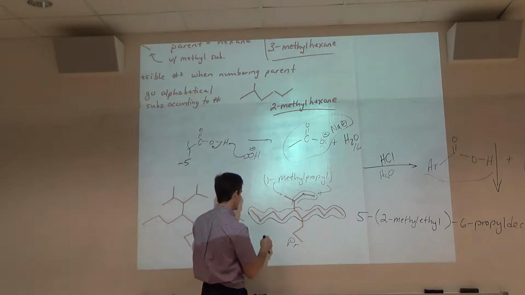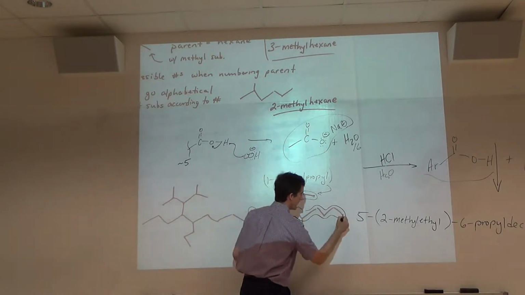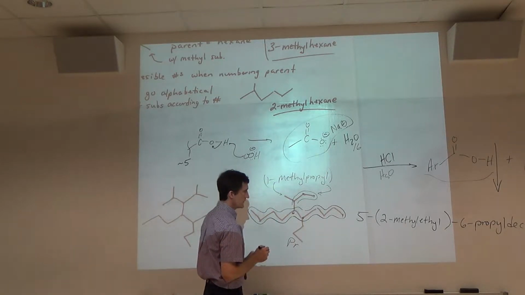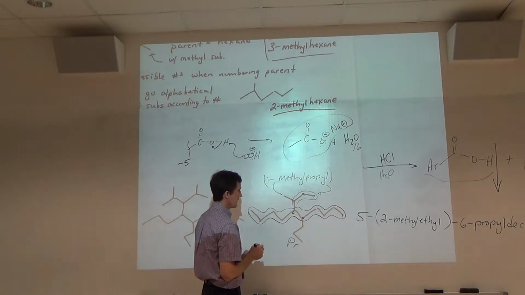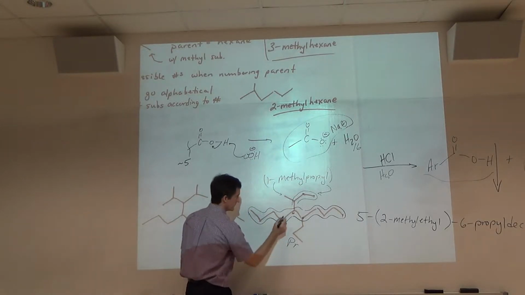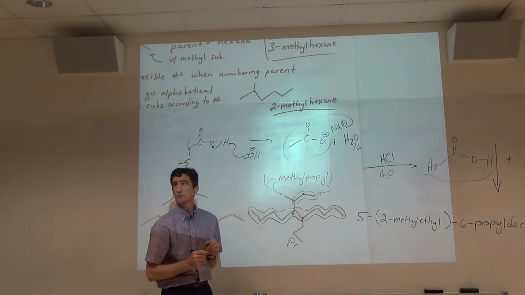Now what's the 1 position? 1, 2, 3, 4, 5. If we come this way, that's 5, 6. If we come this way, it's 1, 2, 3, 4. Oh, it's 5, 6 that way also. Okay, is it going to be 5, 6 or 5, 6? How do we determine?